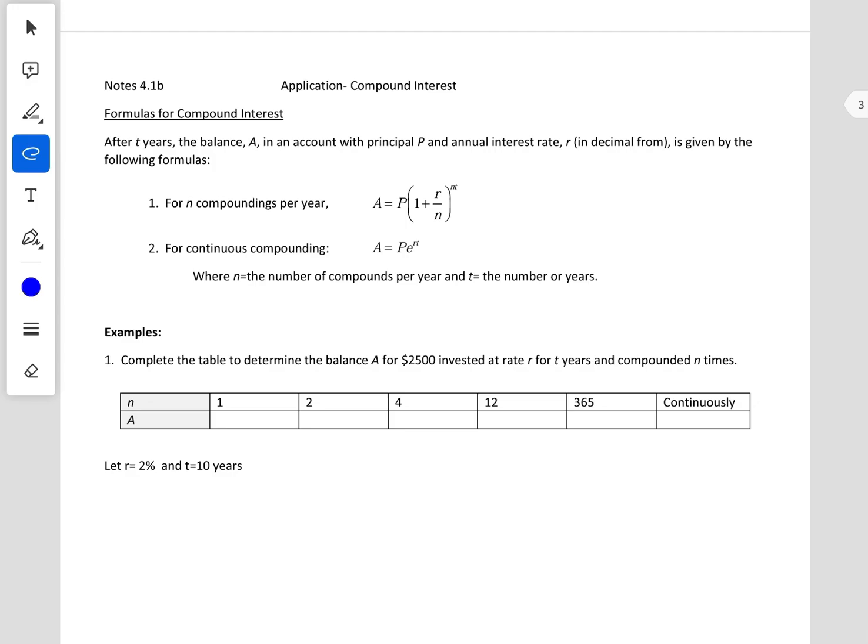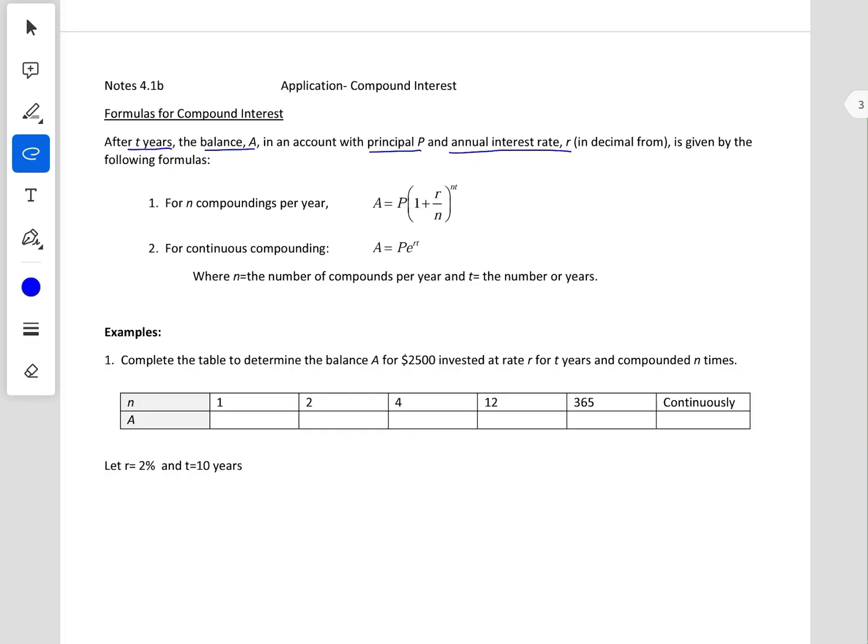So we are going to look at what each of these variables represent. We have T years, the balance is A, the principal is P, the annual interest rate is R in decimal form, and we are going to plug it into the formula.